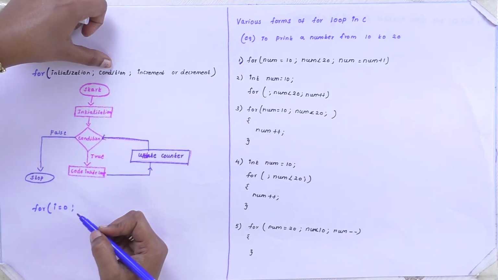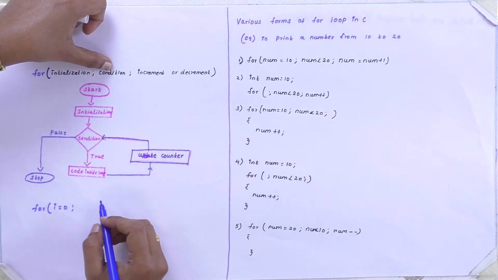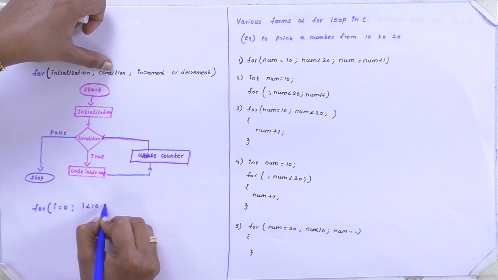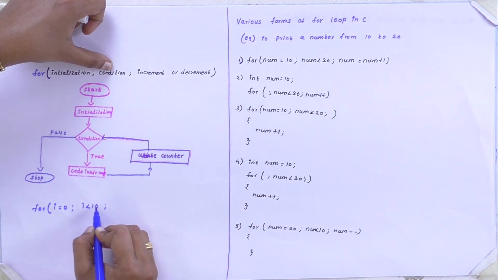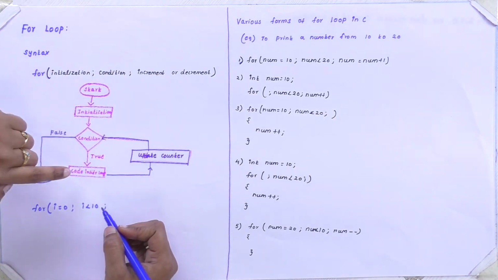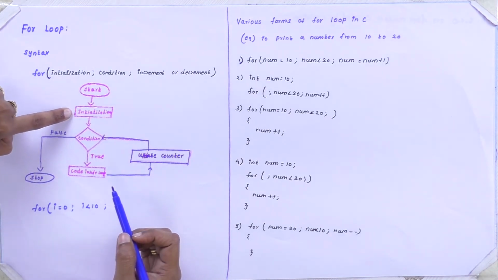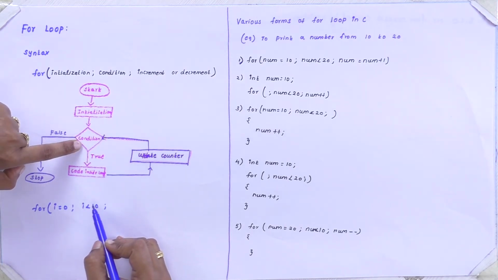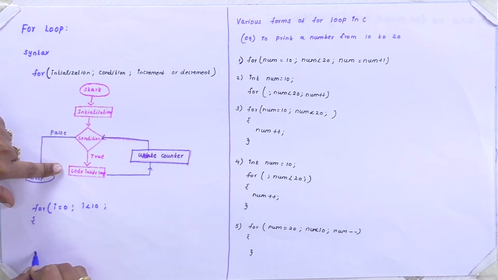Next one is condition checking. Condition means it will check whether the particular condition is true or false. Here I am going to give i less than 10. Here the i value is 0, and 0 less than 10, so the condition will be true. When the condition is true, it will enter into the code. So it will do initialization and then go for condition checking. When the condition is true, it will enter inside the for loop statement.